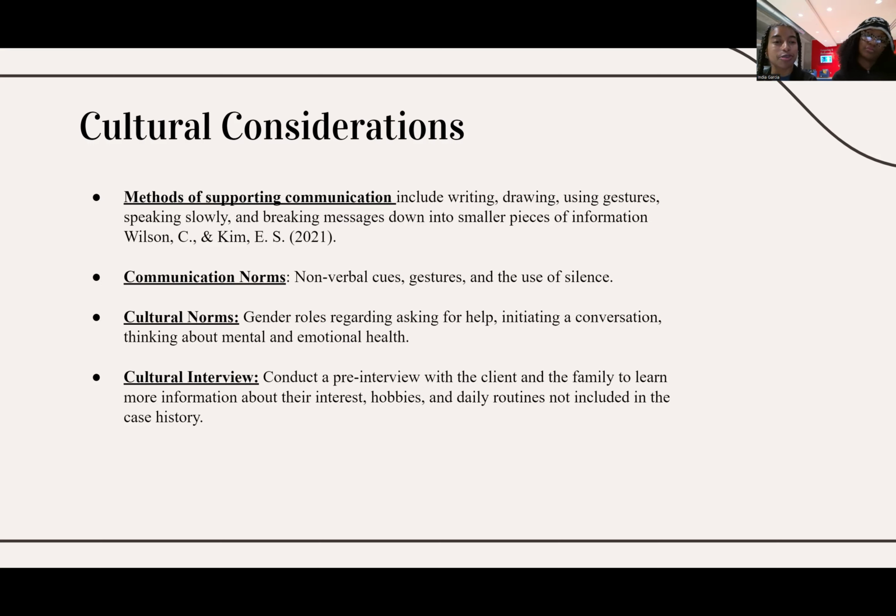Then we also have communication norms. As we already said before, you may have different nonverbal cues. You may have other gestures that people use, or the use of silence. Not everyone wants to be a chatterbox and speak for the whole duration. So you have to understand it's okay to have moments of silence, maybe a minute, maybe even two. Maybe just enjoy the moment with the person. That's how they get the best engagement out of this conversation.